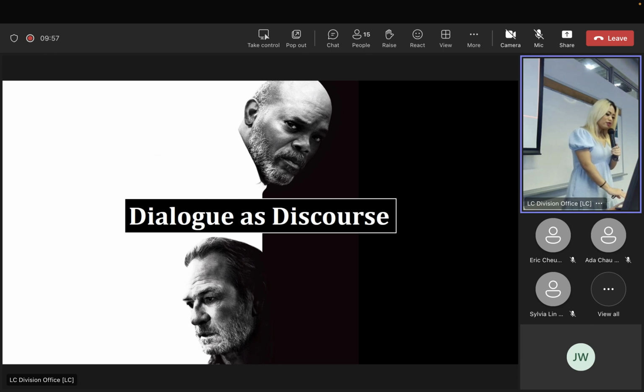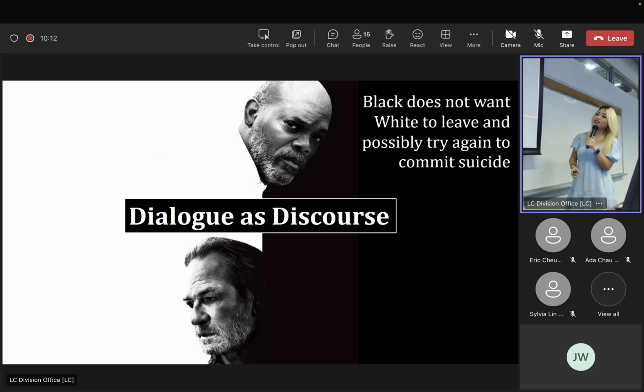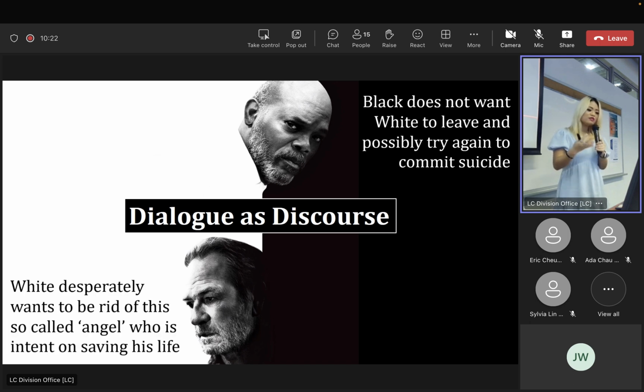All right, so dialogue as discourse. As I mentioned, there are 2 characters, reflecting the competition and tension between them. It is not just about life. They also have 2 different agendas. Black does not want White to leave because there is a possibility of him trying to kill himself again. White, on the other hand, desperately wants to get rid of this so-called angel in his life. So White is more confrontational and Black simply wants to keep the conversation going.